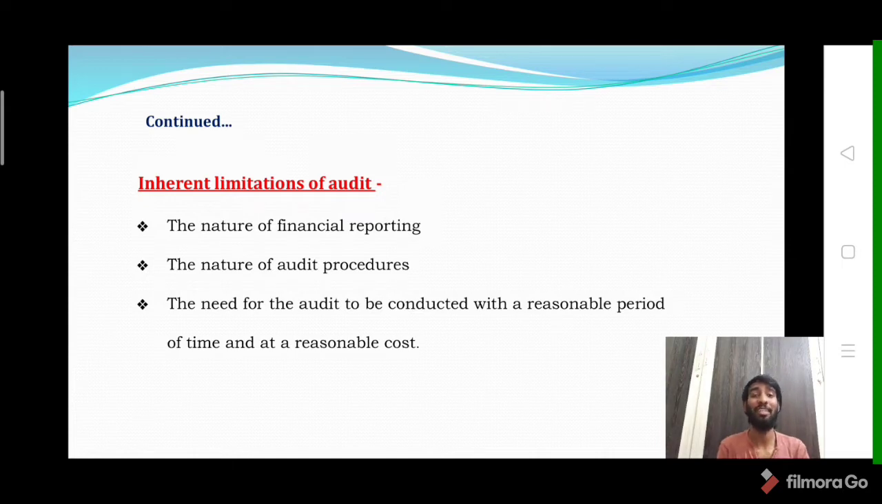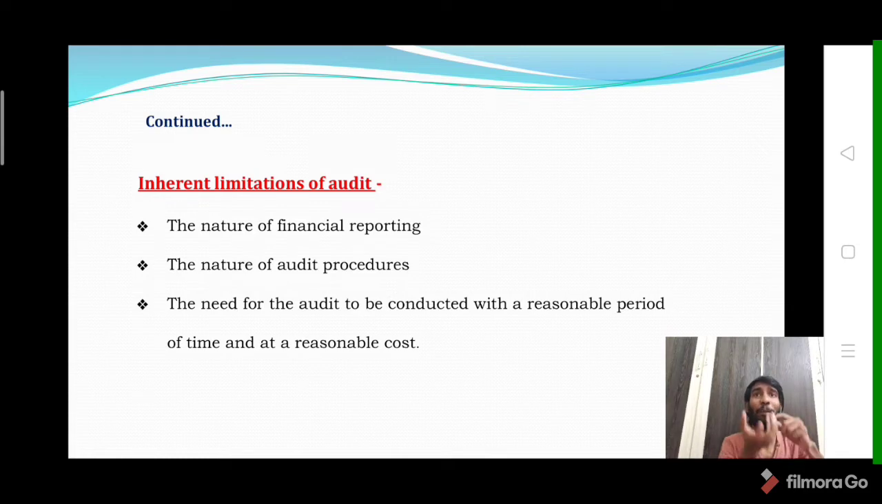Let us discuss. First one is nature of financial reporting, second one is nature of audit procedures, and third one is the need for the audit to be conducted within a reasonable period of time and at a reasonable cost. Let us go into the detailed discussion. The first one is nature of financial reporting.